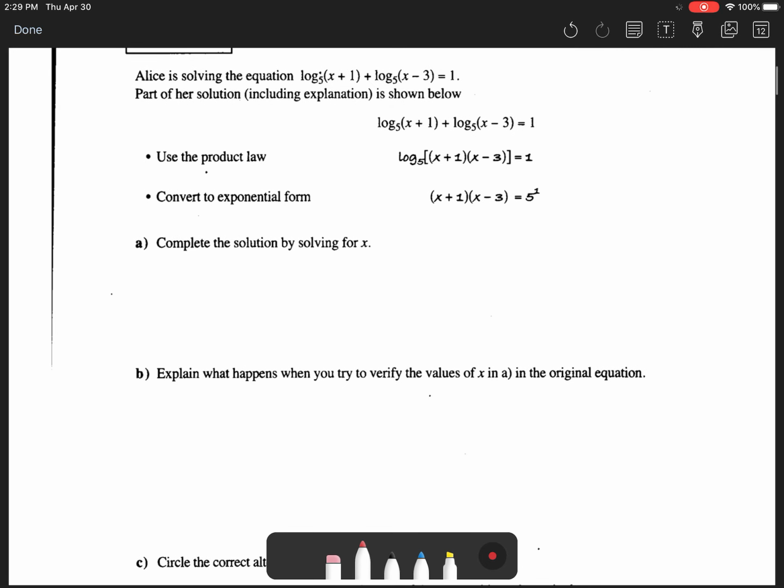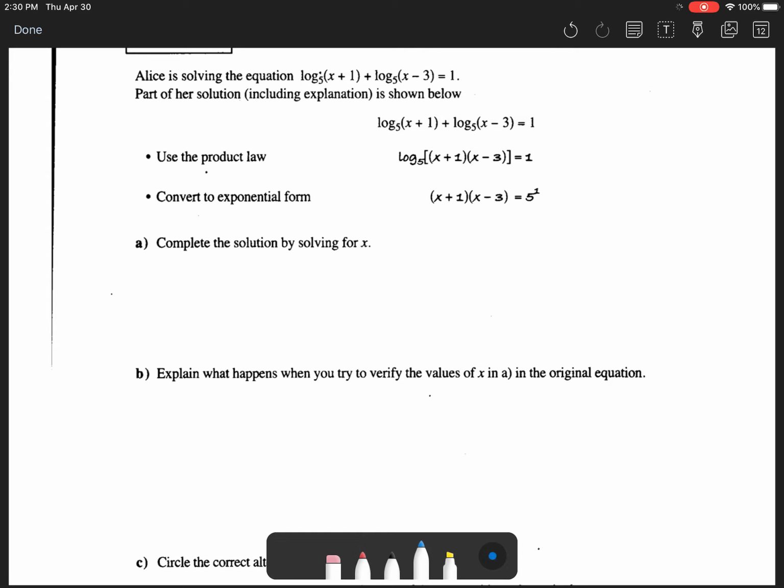All right, in the exploration, it reads like this. Alice is solving the equation log base 5 of x plus 1 plus log base 5 of x minus 3 is equal to 1. Part of her solution, including the explanation, is shown below, and we'll work through that, and then we'll complete her solution.